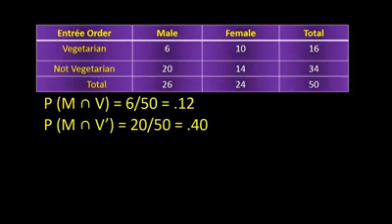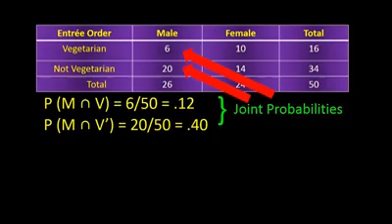How would we calculate the intersection of male and not vegetarian? That would be the probability of M and V prime, and looking at the table we can see that is 20 divided by 50, which is 0.4. These probabilities are called joint probabilities since they give us the intersection of two events.